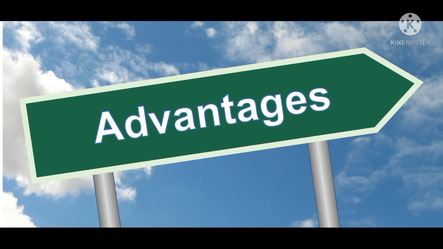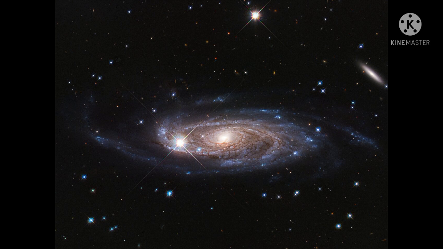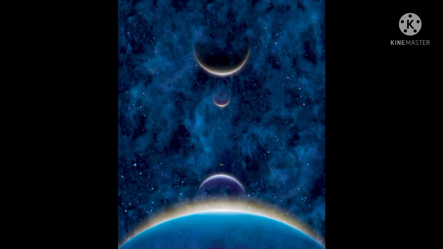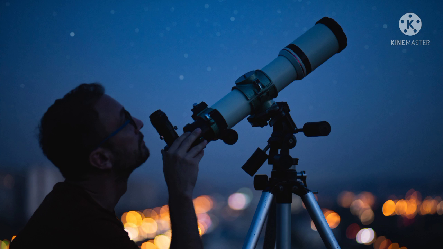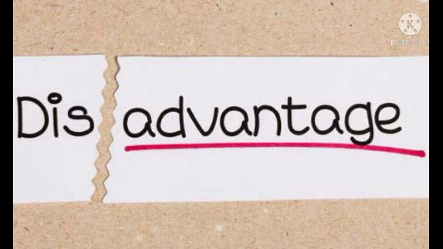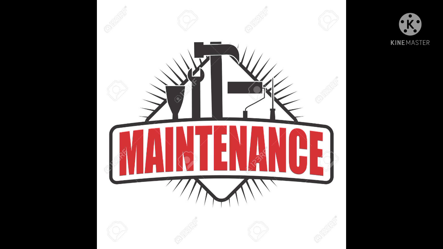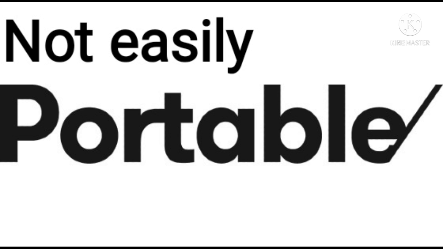Advantages of telescopes. An elaborate view of galaxies, planets, stars and other heavenly bodies is possible. A camera can be attached for taking photographs of celestial objects. A telescope can be used even with low intensity of light. Disadvantages. Frequent maintenance is needed. It is not easily portable.